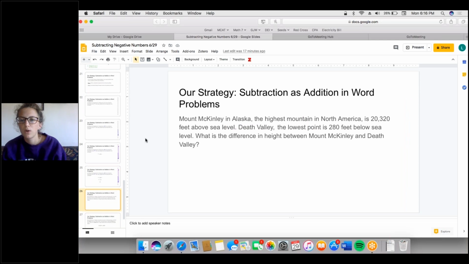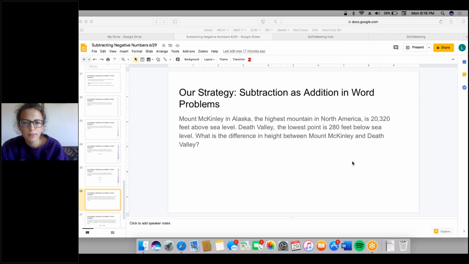And here's one of those problems with a bit bigger numbers. This problem says, Mount McKinley in Alaska, the highest mountain in North America, is 20,320 feet above sea level. Death Valley, the lowest point, is 280 feet below sea level. What is the difference in height between Mount McKinley and Death Valley?